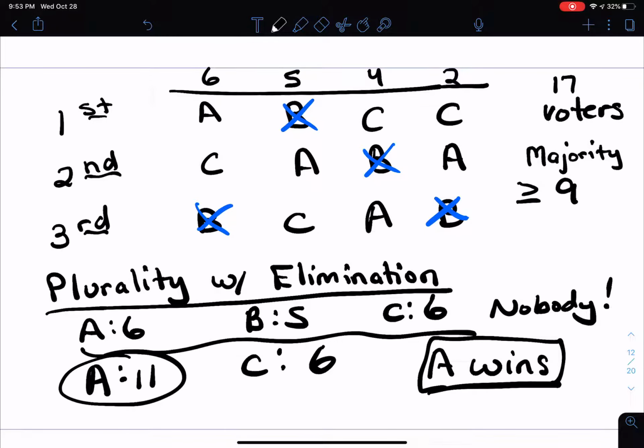But let's throw in a little change here. Suppose that two people change their votes. Originally, they preferred C over A over B, and they decided at the last minute. So those two that voted C-A-B decided to change their ballots to say A-C-B instead. So basically, that last column is going to get thrown into the first column this time.